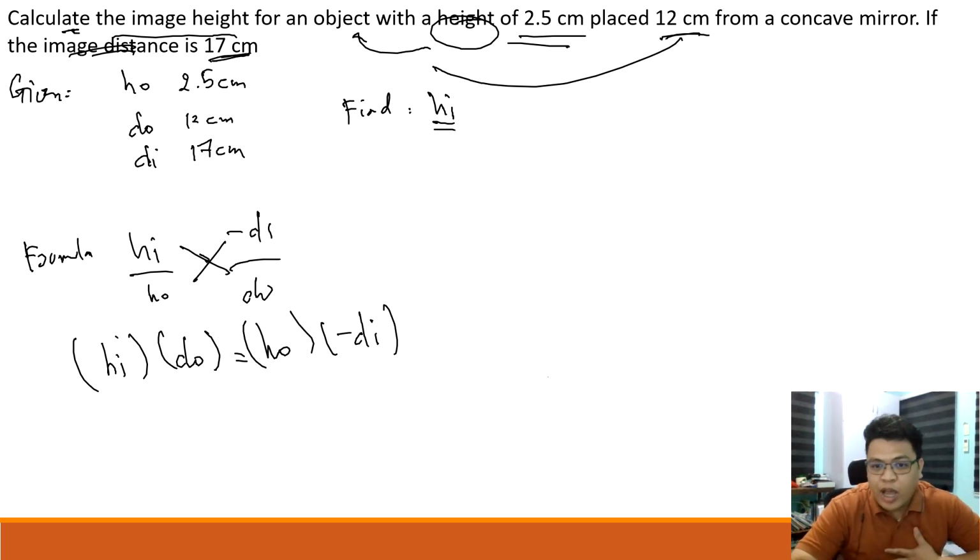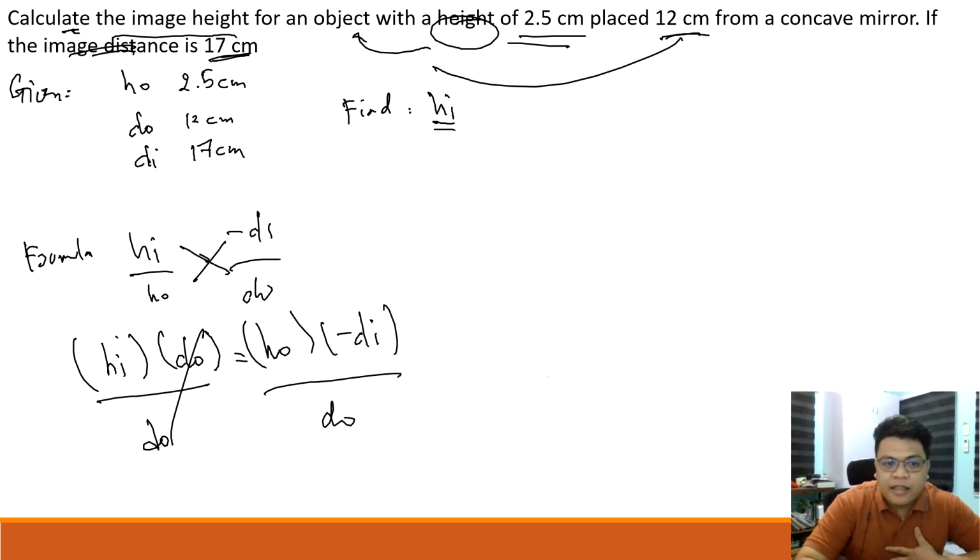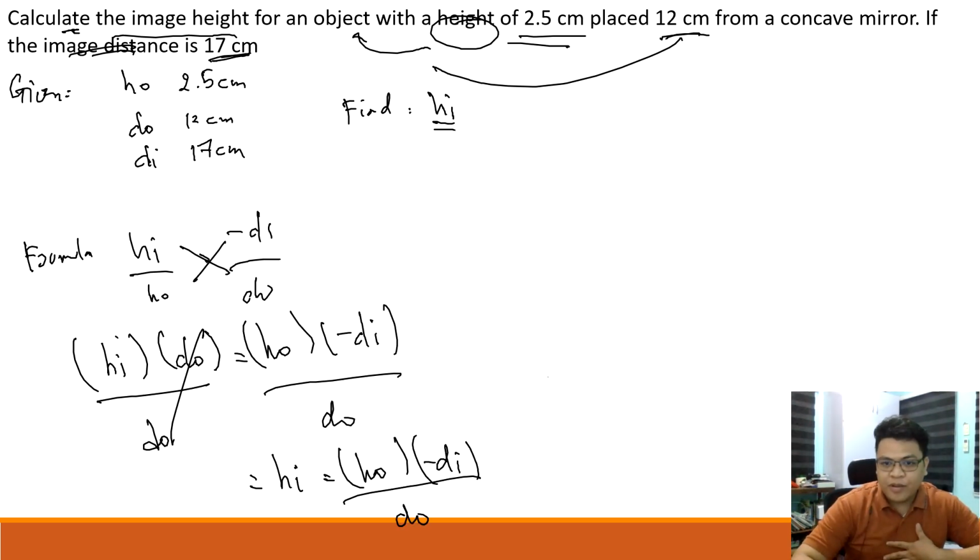Okay, para ma-compute ko at mahanap ko talaga si HI. So paano ko siya gagawin? So how can I do that? I need to divide both sides by DO. So I can actually cancel the DO and come up with a formula of HI is equal to HO multiplied by negative DI over DO. So that's how I do this formula.